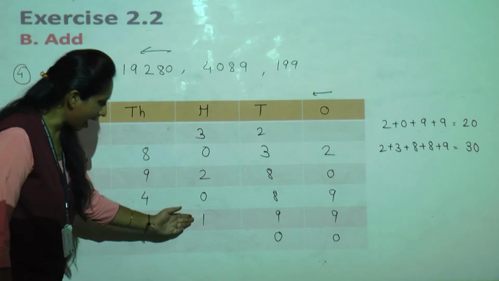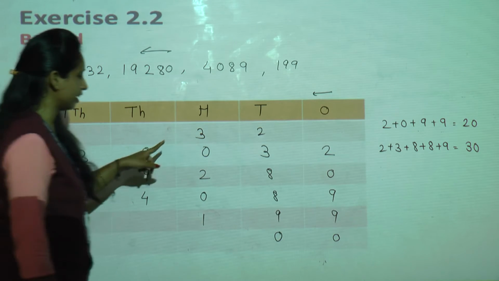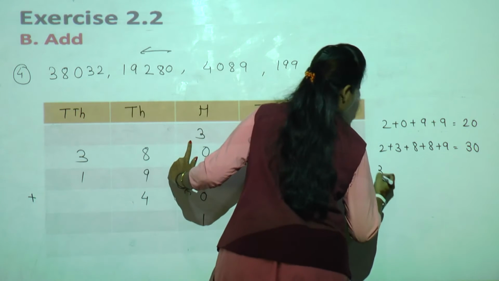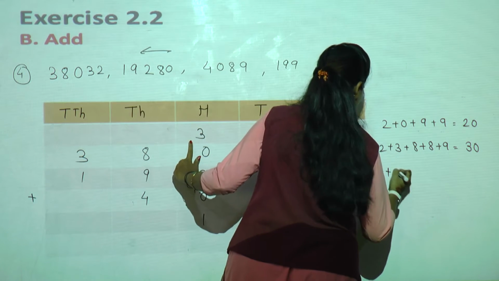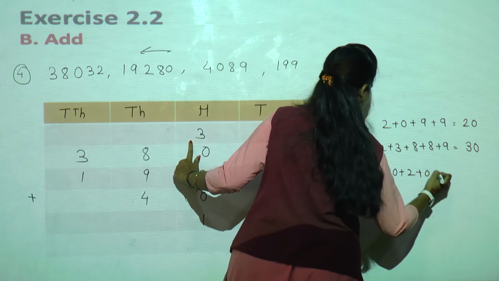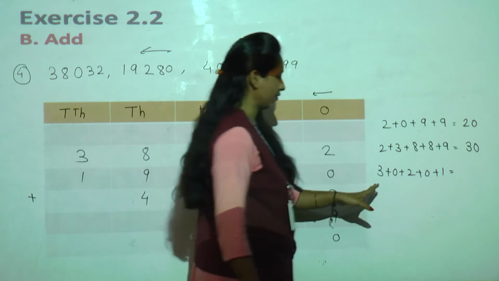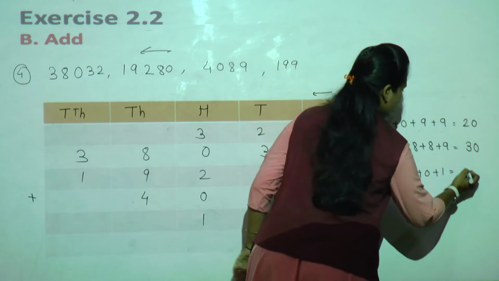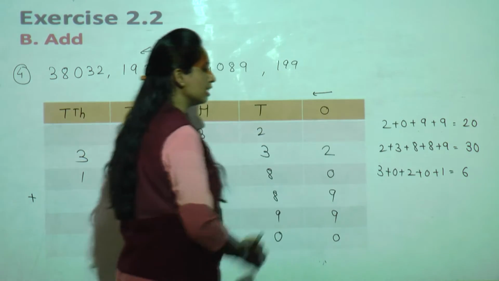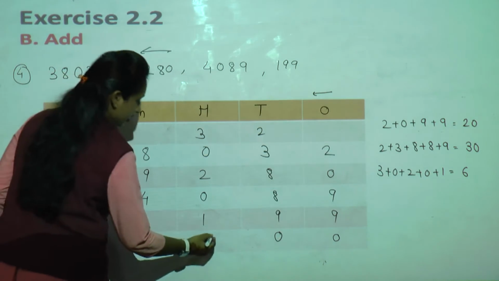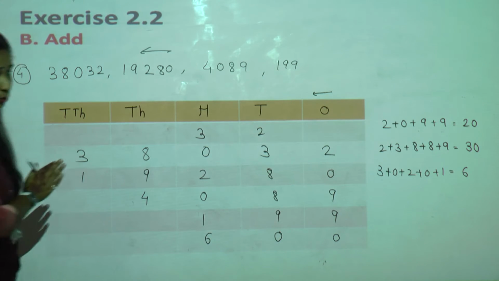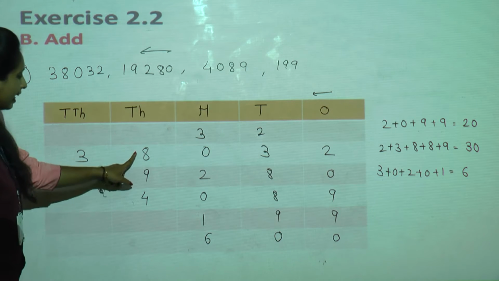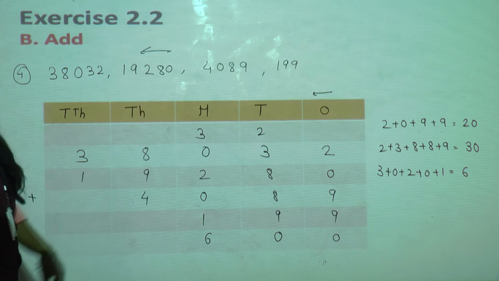Now we have to add all the numbers of hundreds place. What are the numbers? 3 plus 0 plus 2 plus 0 plus 1. Now see, very simple. 3 plus 2, 5. 5 plus 1, 6. We got only 6. So write 6 as it is on 100 place. No carry to 1000.